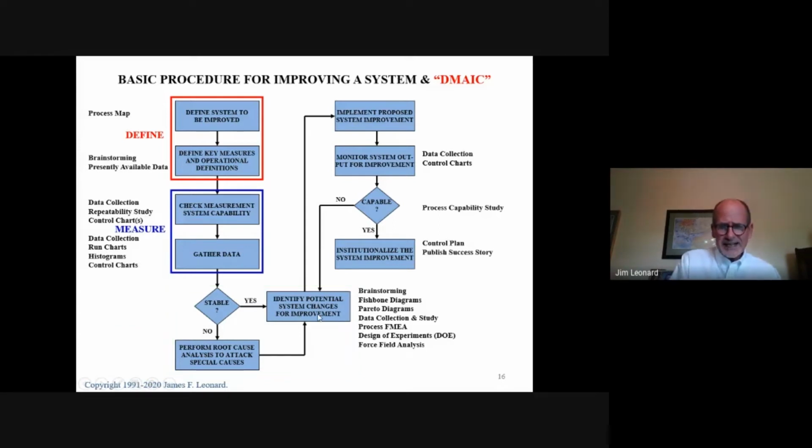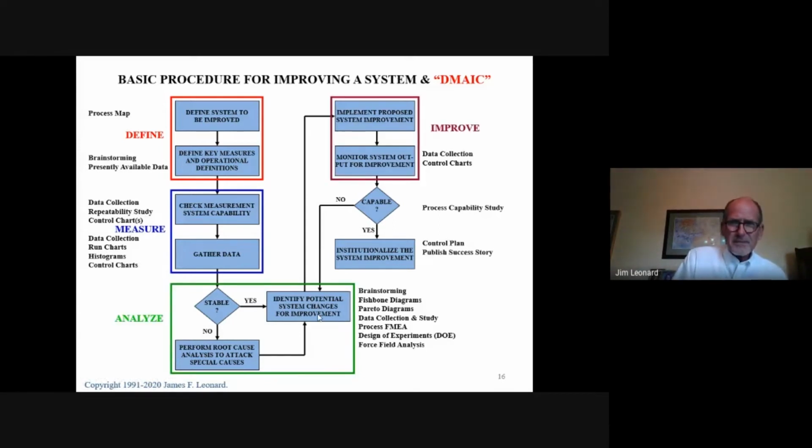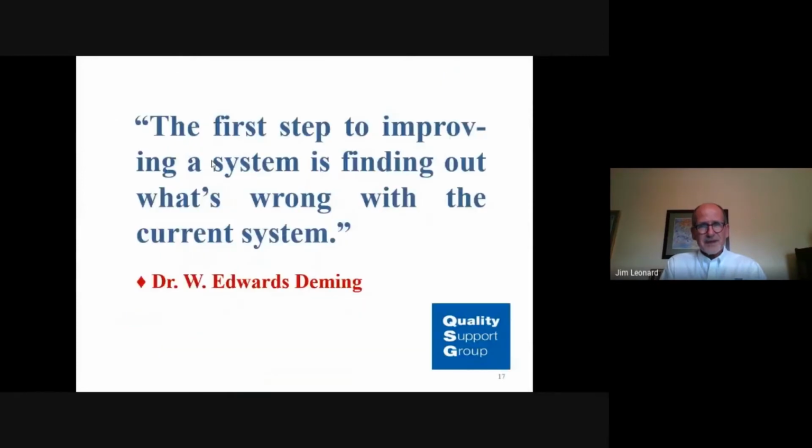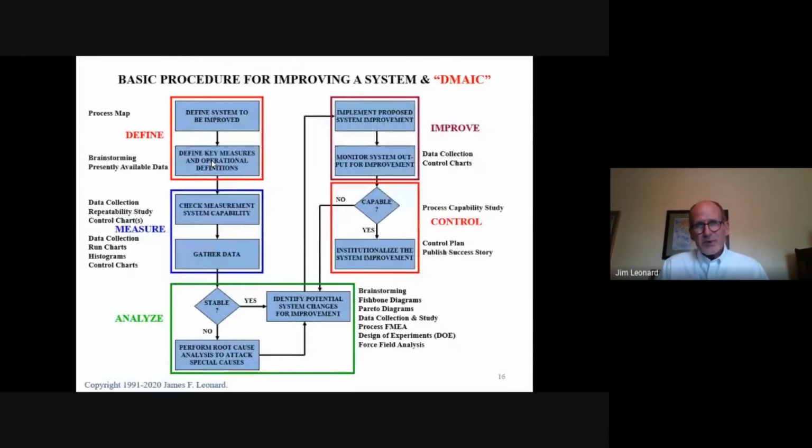Having done so, I, improve. Implement the proposed system improvement, preferably on a small scale or pilot basis. Continue to monitor the system output for improvement based on the key measures you defined at the time you drafted your process map. And then once capable, control, lock in that control plan, hold those gains, go on to work on something else. So, and it all begins with the process map.